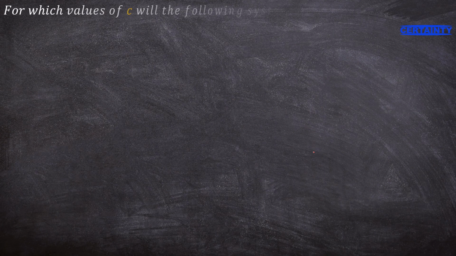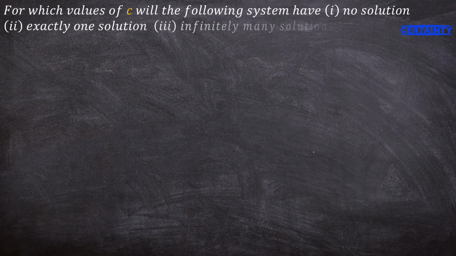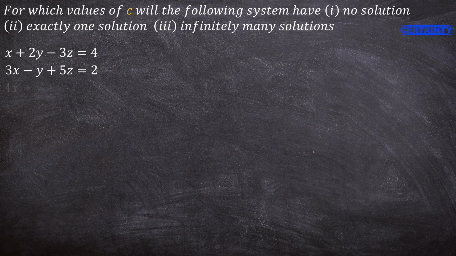In this video, I'm going to look at the Gauss-Jordan elimination method of solving systems of linear equations. So here's our problem: for which values of c does the following system have, first, no solution, second, exactly one solution, and third, infinitely many solutions? So this is our system of linear equations.